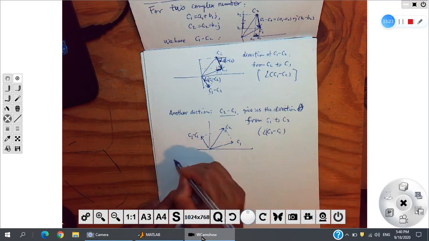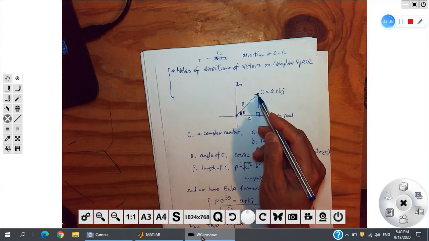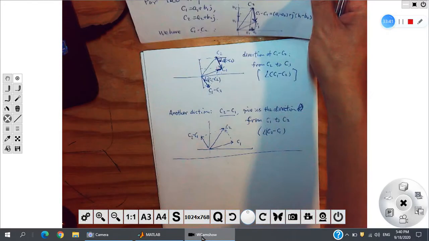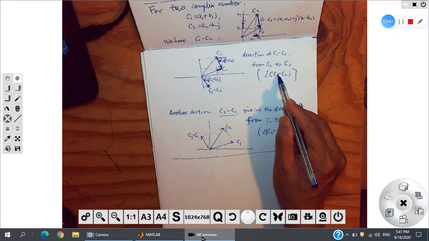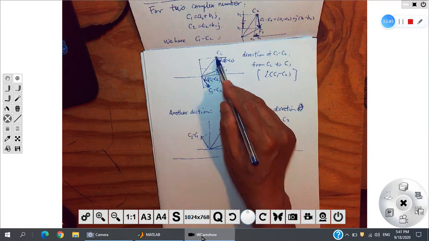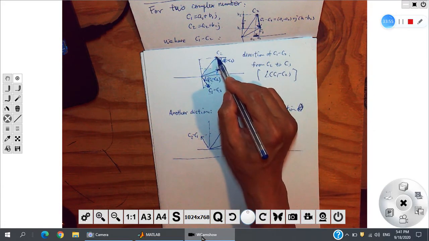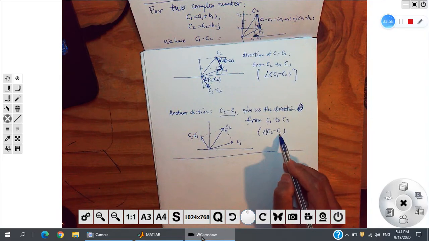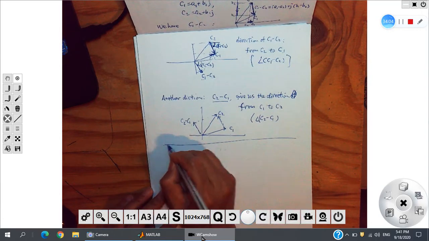So in the complex plane, we can use the angle of a complex number to give the direction of a single complex number. We can also use the angle of the subtracted number to give the direction between two complex numbers. This angle describes the direction from C2 to C1, and this angle describes the direction from C1 to C2. Okay, this is one thing.